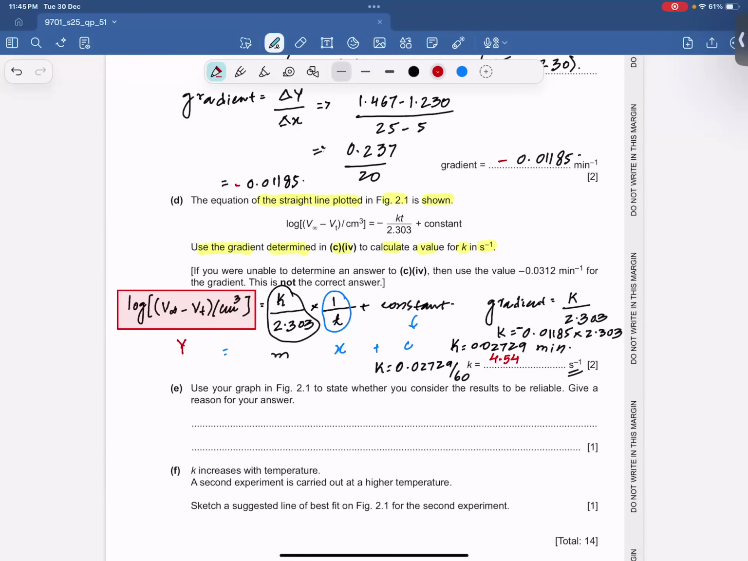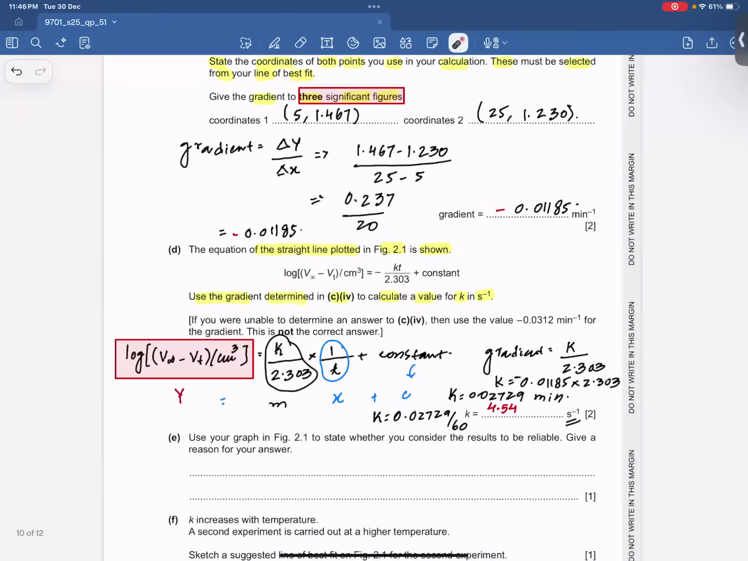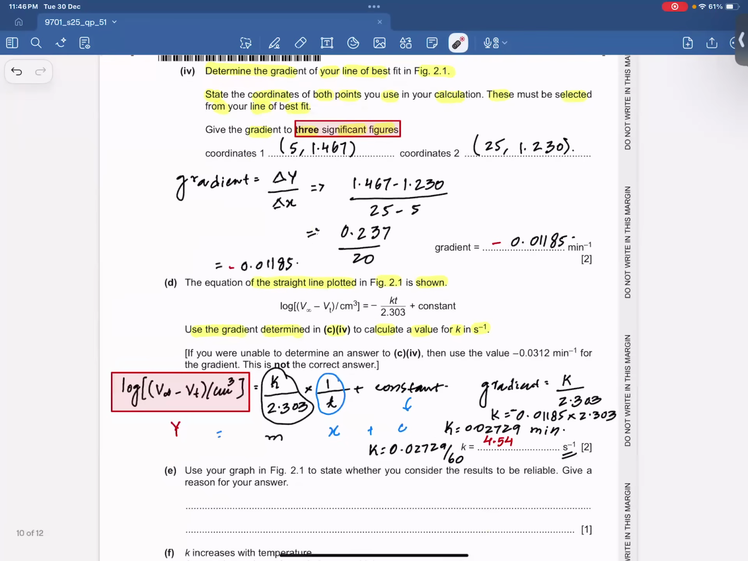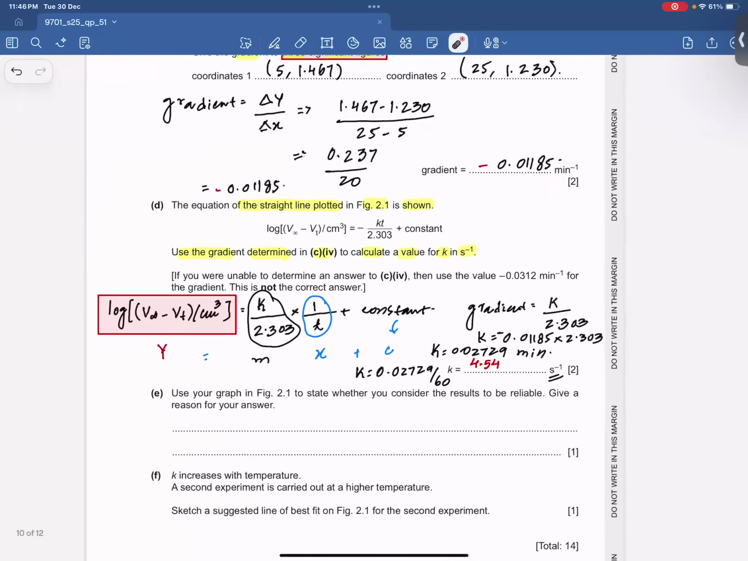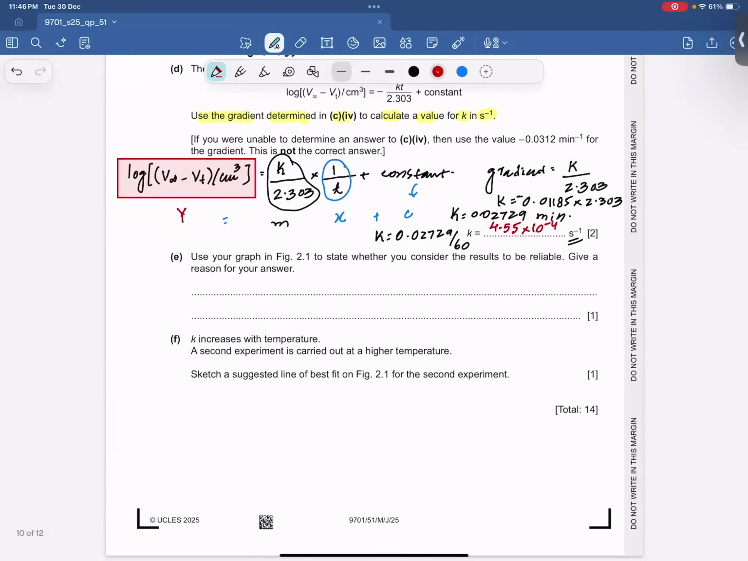An examiner is looking, so it has to be in four significant figures, which means this answer needs to be in four sig fig. Okay. 4.548 into 10 to the power minus 4, 4.55 into 10 to the power minus 4. My goodness. I hope it makes sense to you.